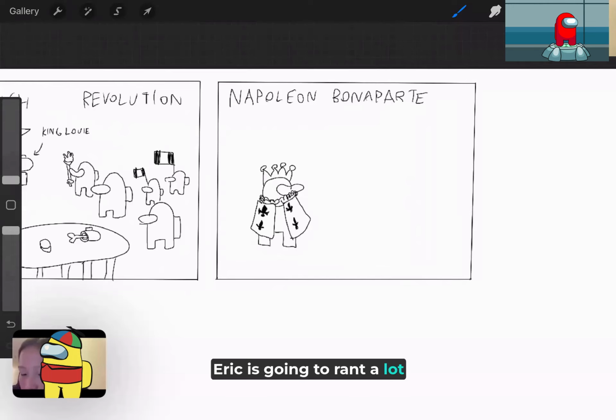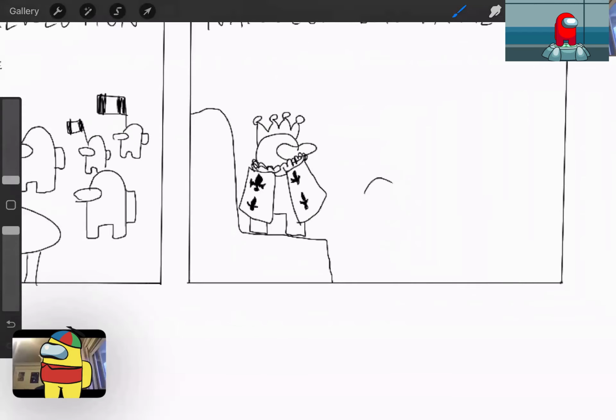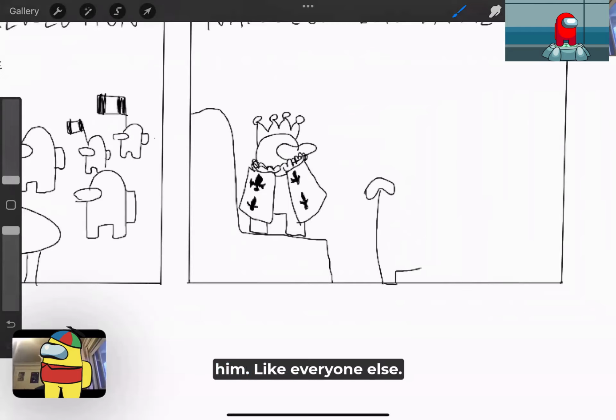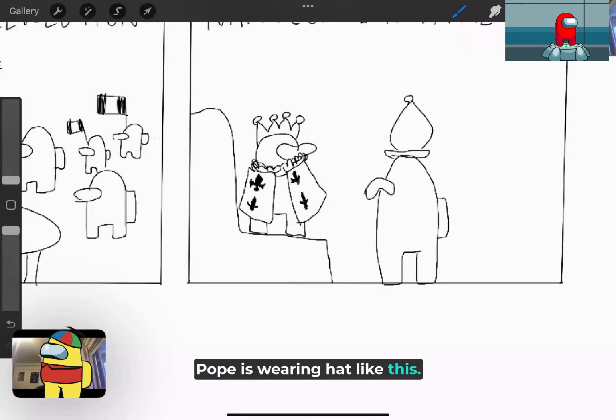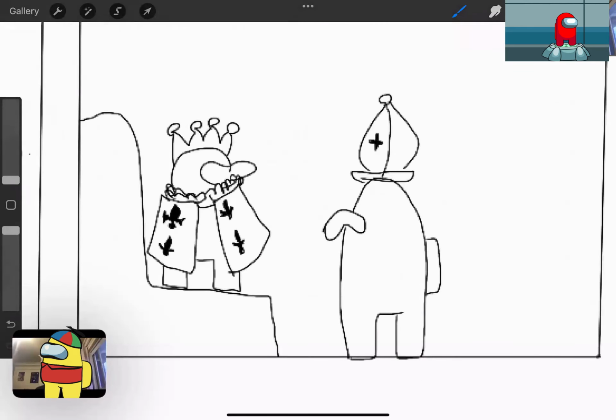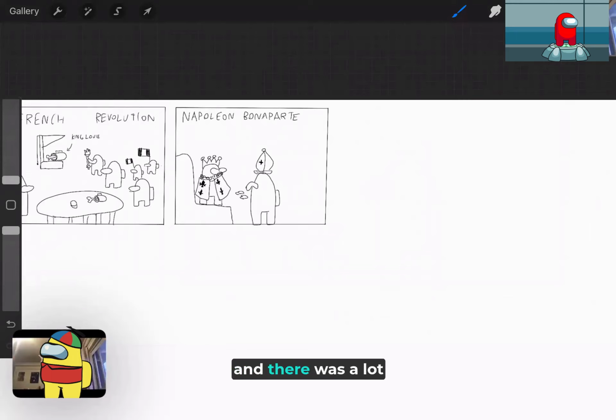Eric is going to rant a lot about the French because they stole his stuff. I agree. But Napoleon was coronated by the Pope. So this is his crown and this is the Pope. And don't forget the Pope is much taller than him, like everyone else. The Pope is wearing a hat like this. My goodness, the Pope is serving Napoleon Bonaparte's coronation. It took about 2 hours, and there were a lot of people at it.